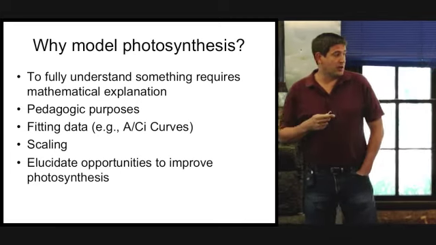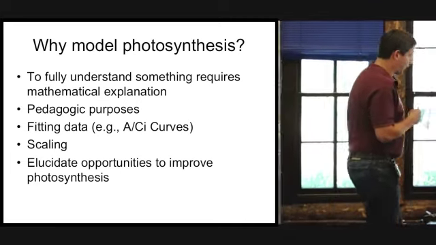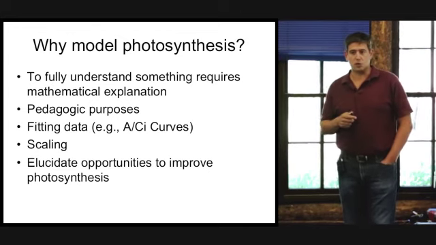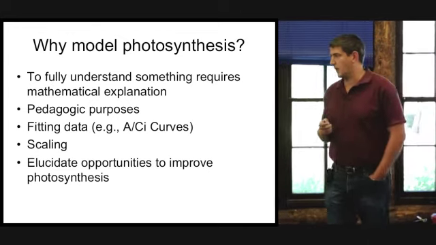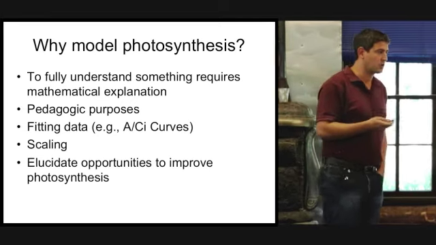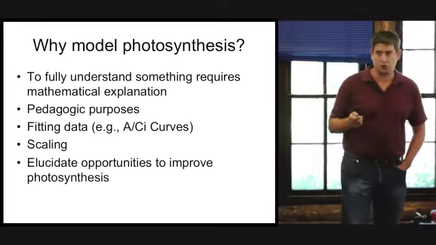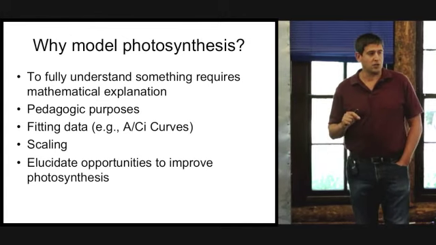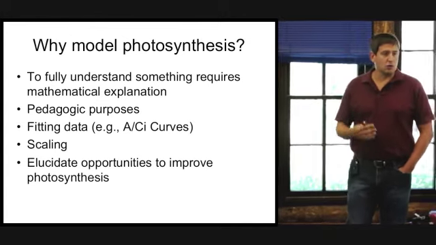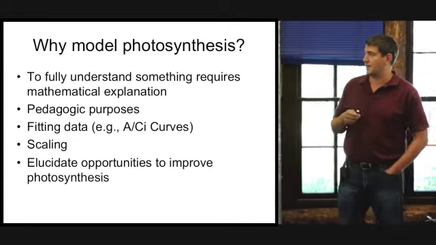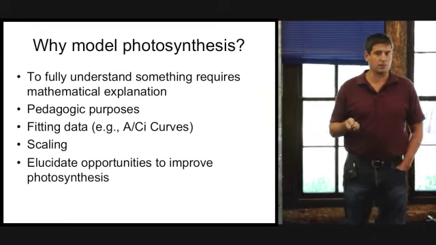Now, as David mentioned, my experiences with photosynthesis started off really at leaf scale and smaller, so all the way down to the chloroplastic scale. And it just so happens that the Farquhar model of photosynthesis, the most mechanistic model that we have to describe photosynthesis currently, is a chloroplastic model. But this model is used for a number of different purposes. Certainly, to fully understand something requires mathematical explanation.